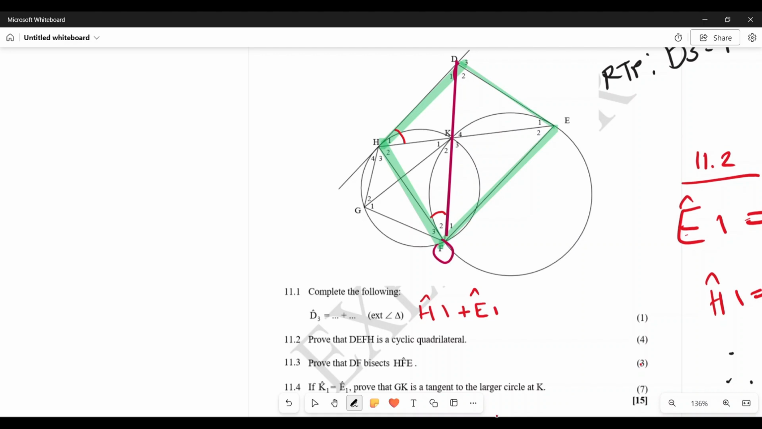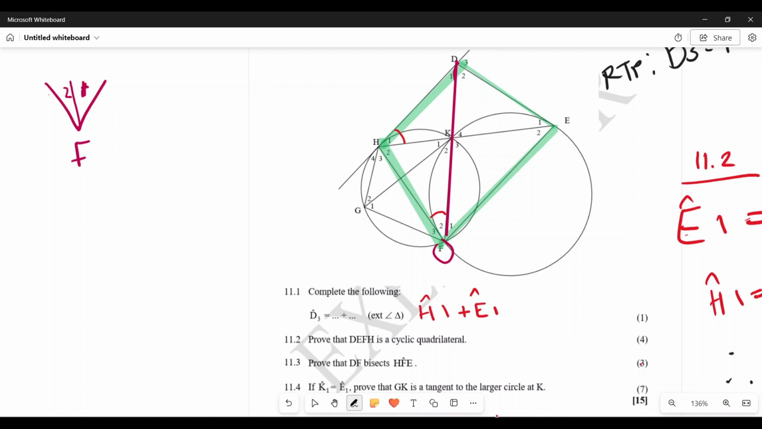Now, what do we mean by bisect? Bisect is cutting something into two equal halves. So basically here, we need to prove that this line DF is going to cut your angle F into two equal angles. Basically, F2 is going to be equal to angle F1, right? We need to prove that these two angles are equal.